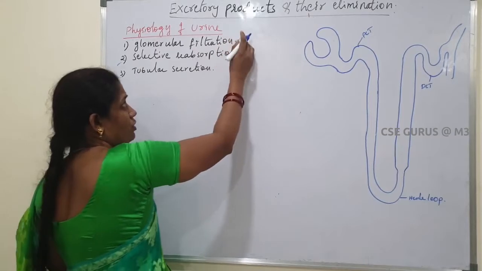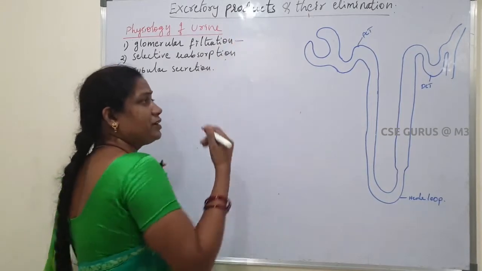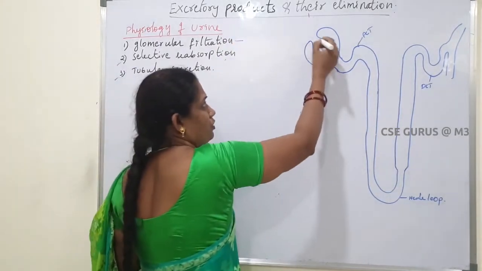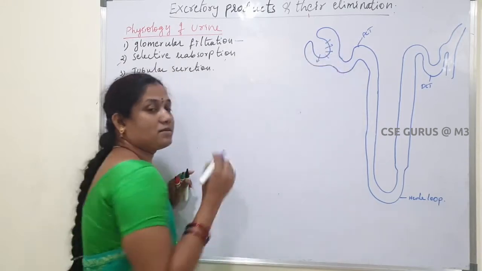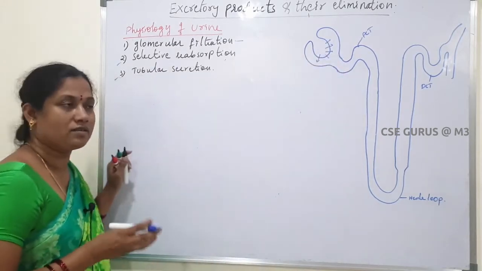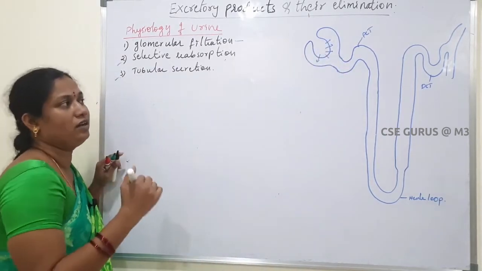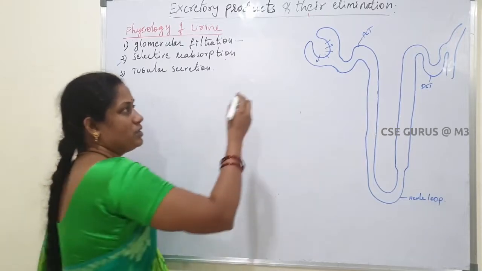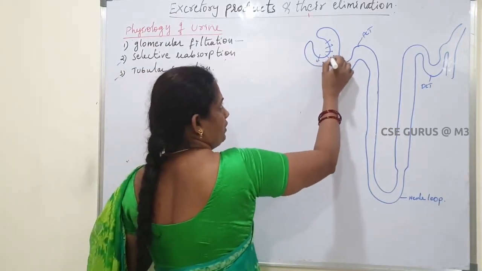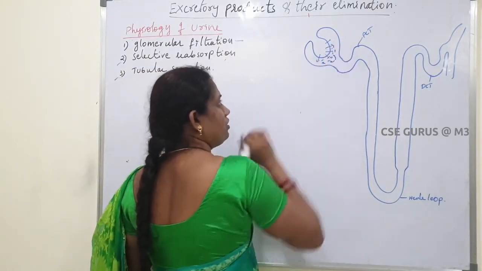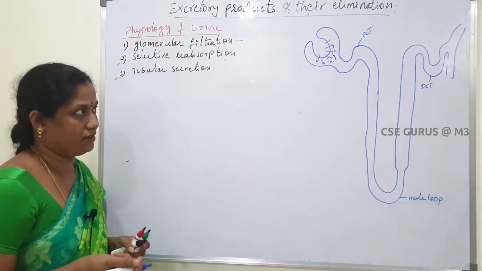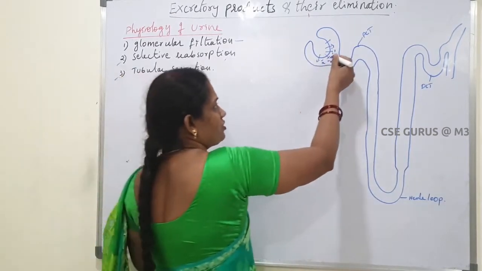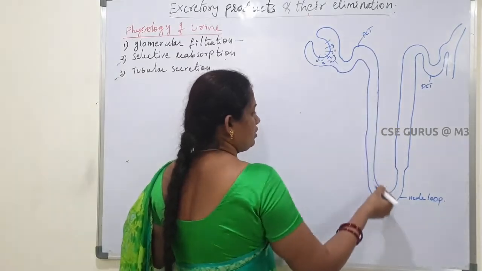In glomerular filtration, what happens? The filtration takes place from the glomerulus. Whatever components are present in the blood, except blood cells and proteins, are filtered into the Bowman's capsule. That fluid is called filtrate, glomerular filtrate or nephric filtrate. This filtrate passes through the renal tubule.